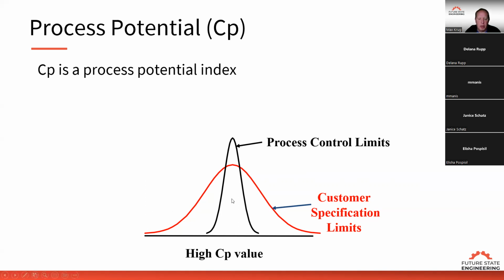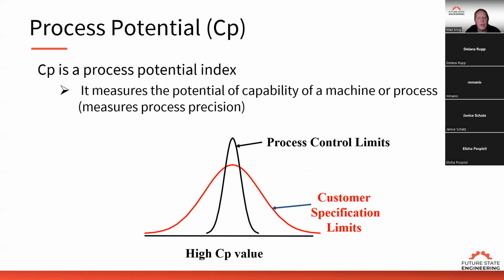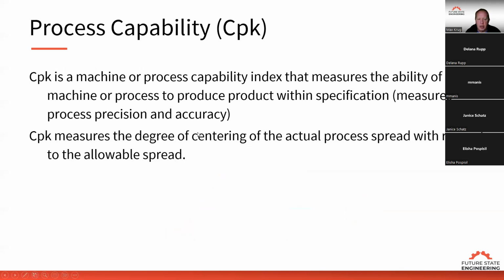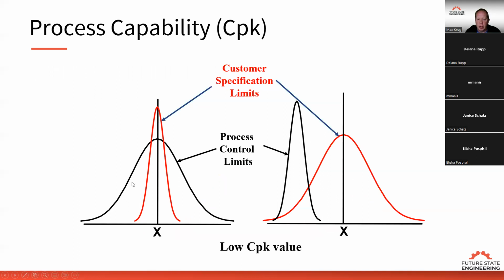Okay, so all we're doing is comparing the width of this one distribution to the width of the second distribution. Now, in this case, if the customer specification tolerance is much wider than our process control, we have a high process potential. It still doesn't tell us if we're capable. It measures the process precision, but what we really need to understand is the capability. Capability measures what we call precision and accuracy, so it's measuring not only the relationship, but how centered the process is.